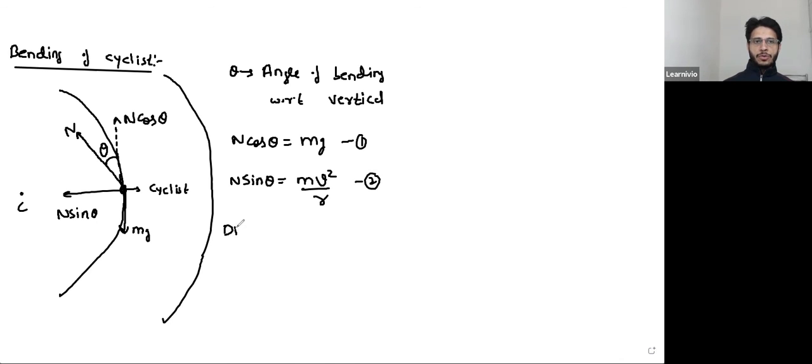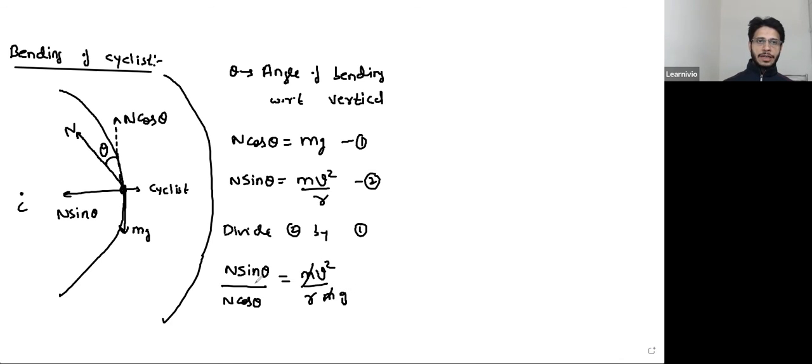So if I divide 2 and 1, then one will get N sin theta by N cos theta is mv squared by r into mg. M gets cancelled with this m, N gets cancelled with this N.